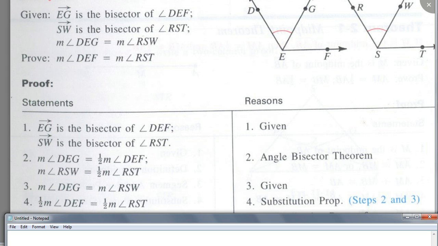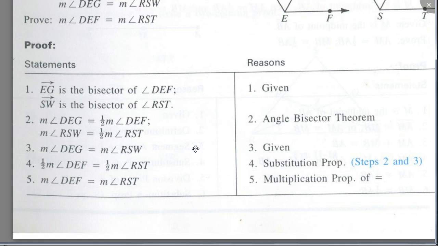Now we're almost done. Eamon, what do you think? What do we do next? We multiply by 2. Yeah, we multiply both sides by 2, right, Eamon? And we're done. And what's the reason that allows us to multiply both sides by 2? Multiplication property of equality. And there you have it. We're done with this proof. You see how that works out?